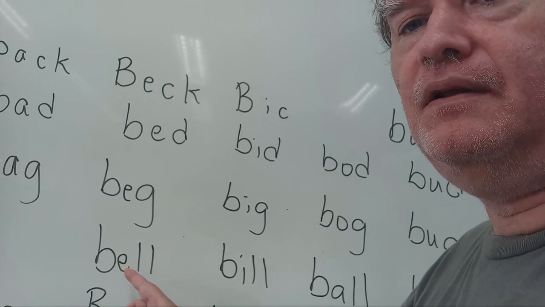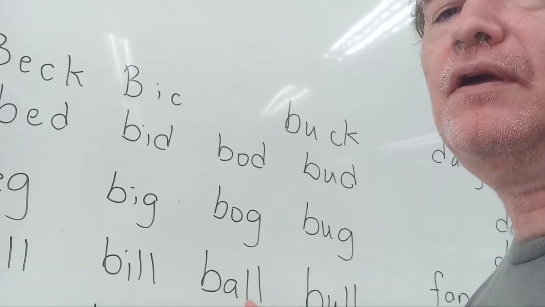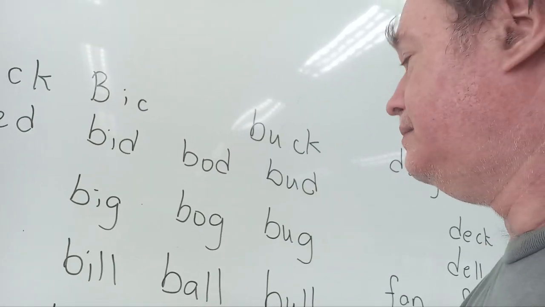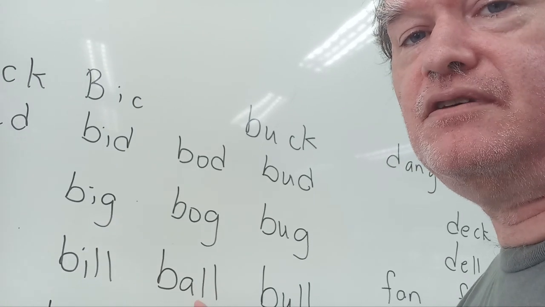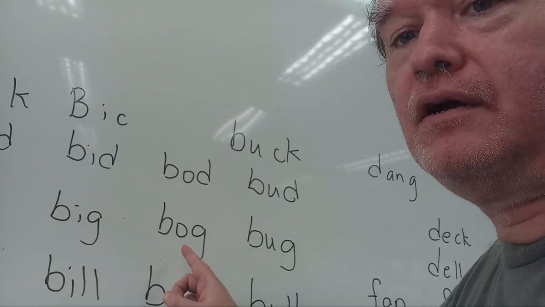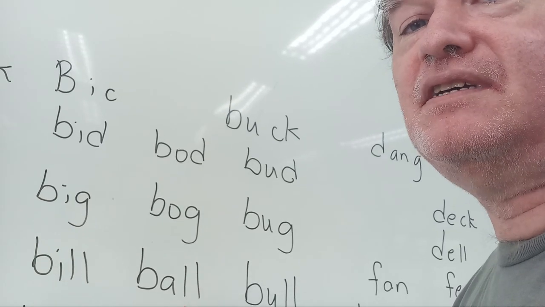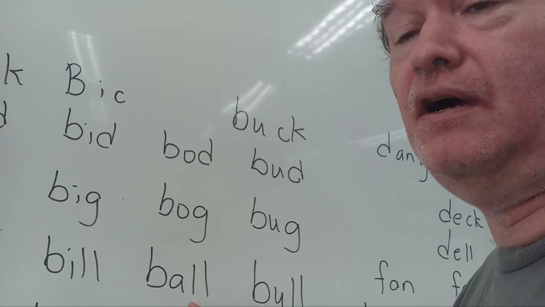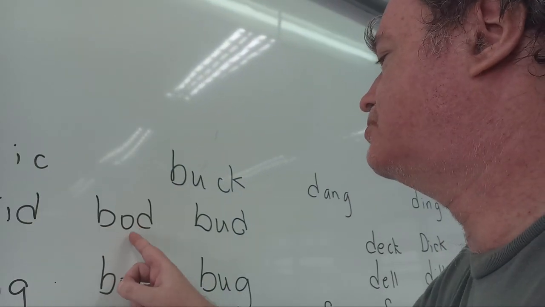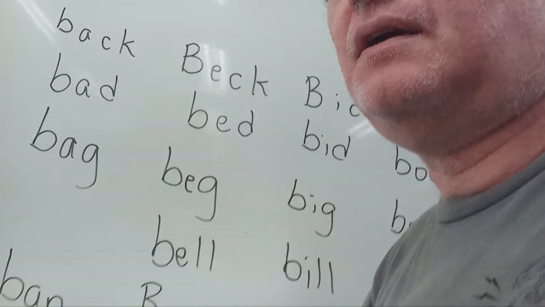Here, bell, bill, ball, bull. Okay, I need to explain this. This is the letter A, you know that. But listen to the sound here. It's ball. And look at this, bug. This letter A is actually making a short O sound, right? This is short A, short E, short I, short O, short U. Okay, in case that wasn't clear.